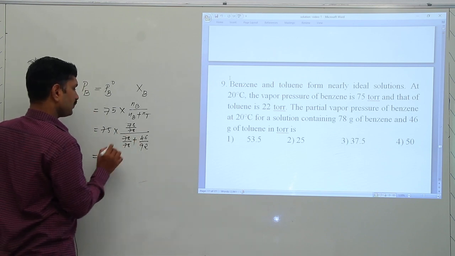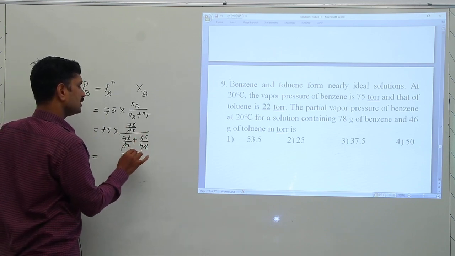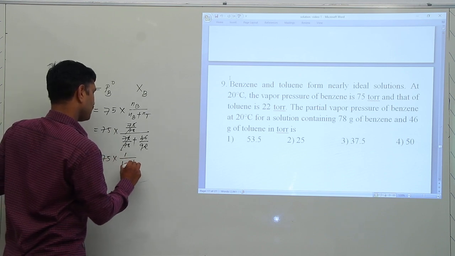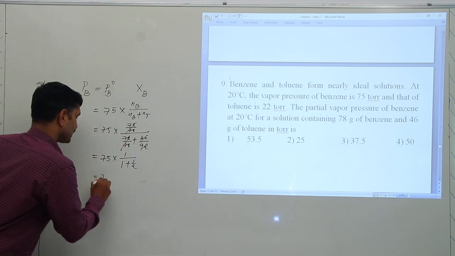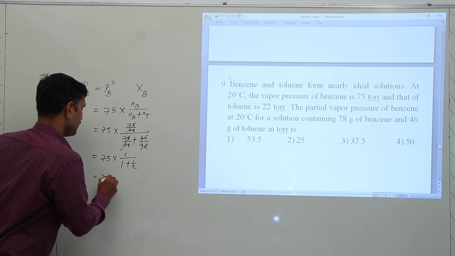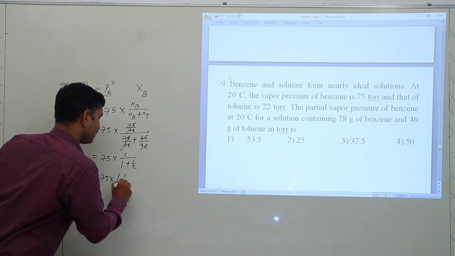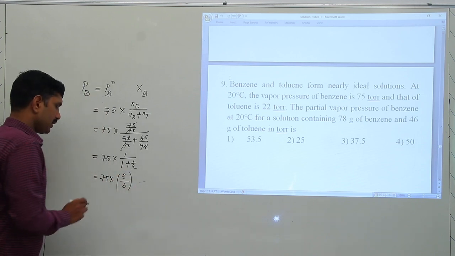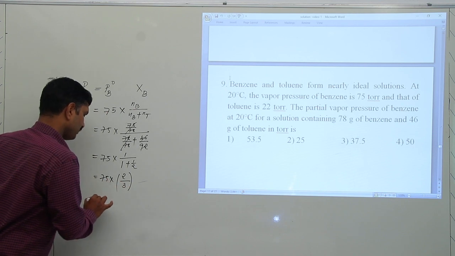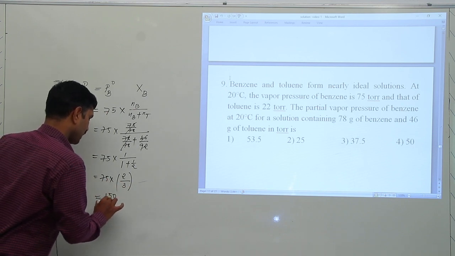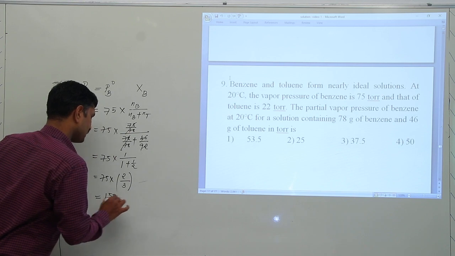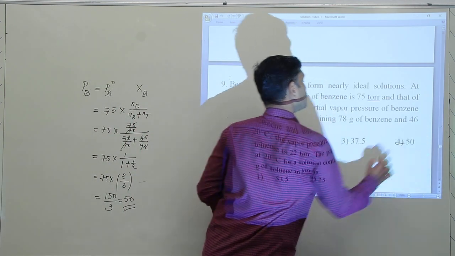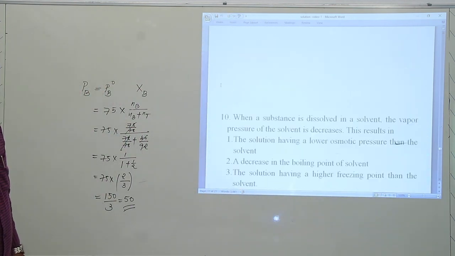Okay, we simplify this one. So it will be cancelled here. This is 1, and this is 1 by 2. So 75 into 1 by (1 plus 1 by 2). If you simplify, 1 by 3 by 2, or I can write 2 by 3. So we can simplify this one: 150 divided by 3 means 50. 3 fives are 15, 3 zero 50. So the answer is 50. That means the fourth one is correct here. So next problem.